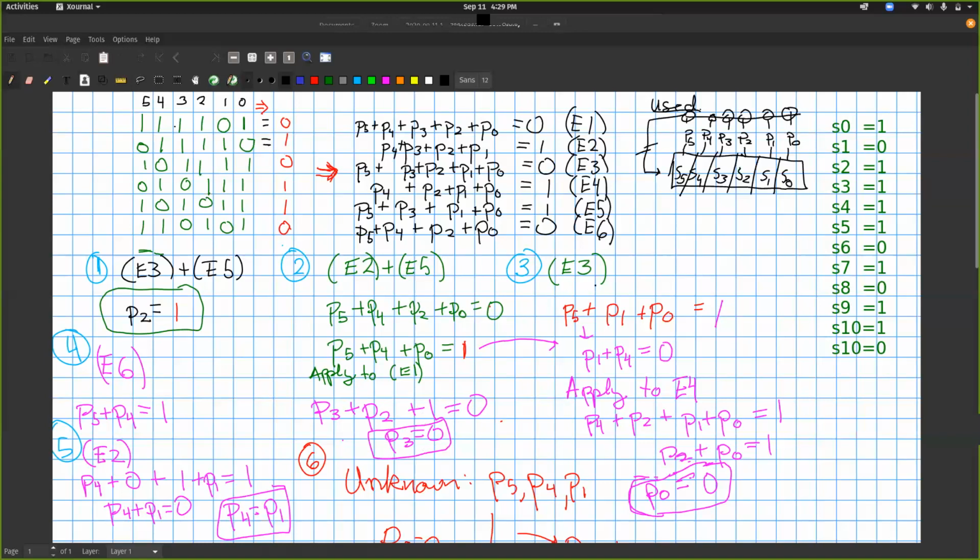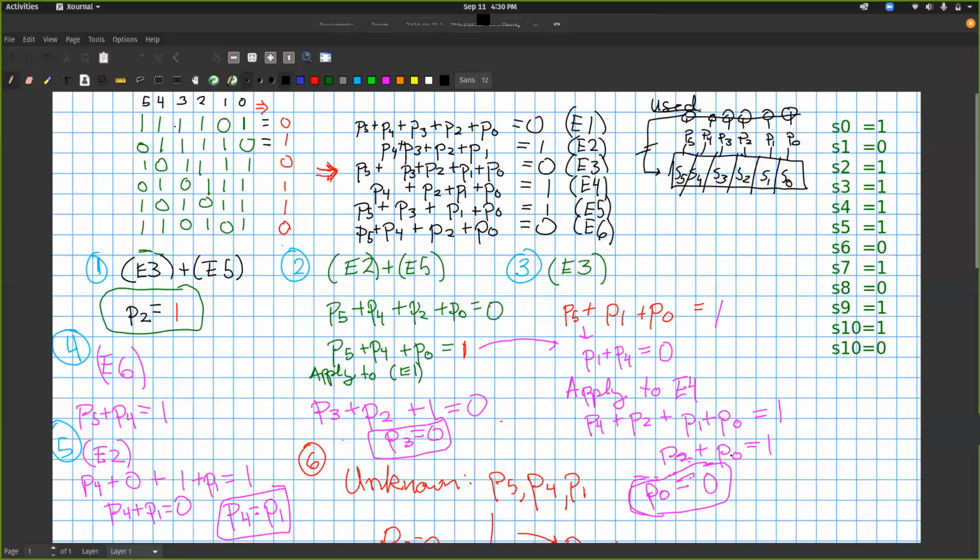Now, keeping on, write down equation 3, but with the known things taken out. P3 and P2 are both known, so we can just replace those with the constants that they are. If you add these 2 equations, then you get P1 plus P4 equals 0. This implies that P1 equals P4. So now I apply this relationship to E4. P1 and P4 cancel each other out. You get P2 plus P0.